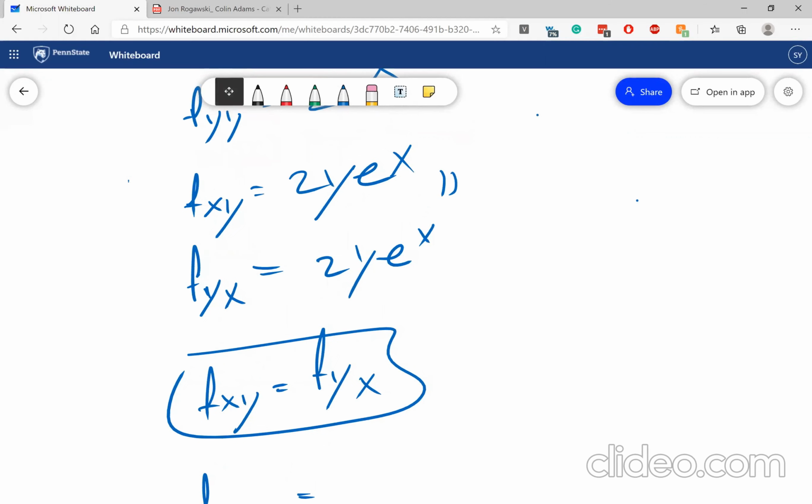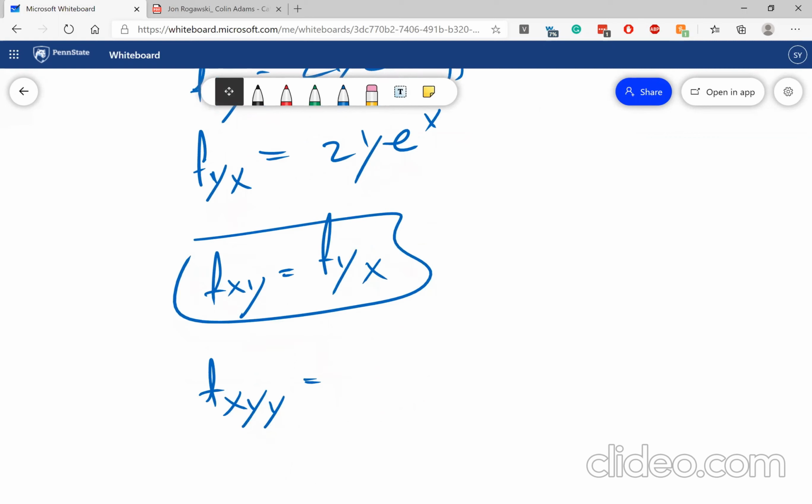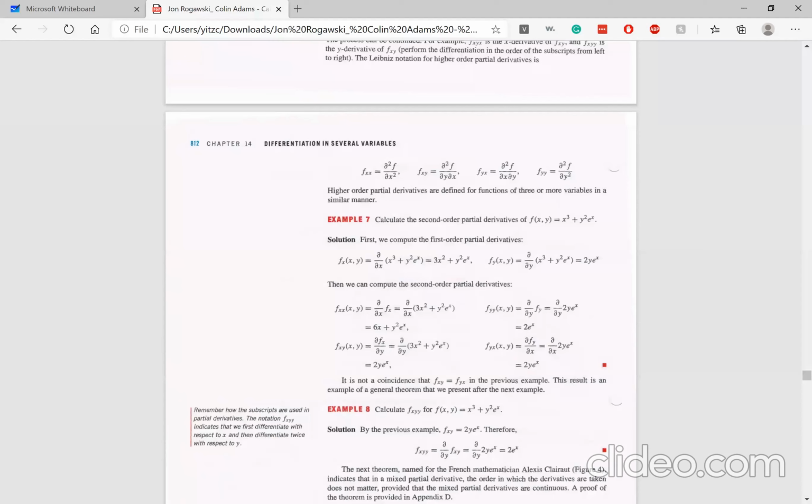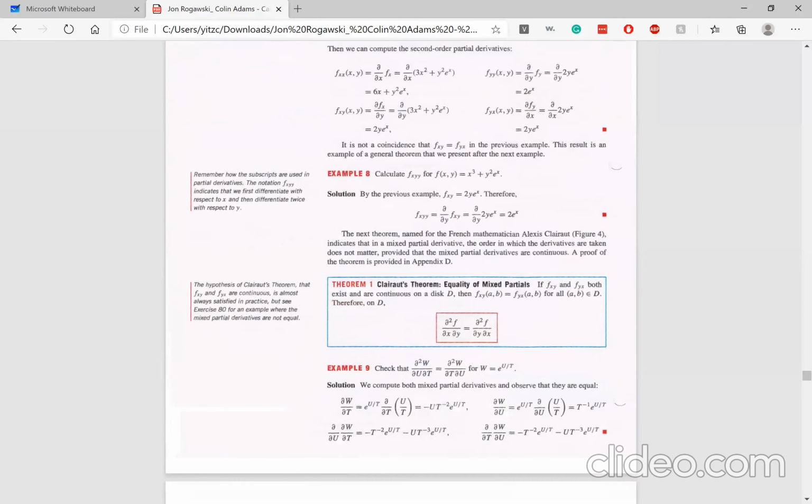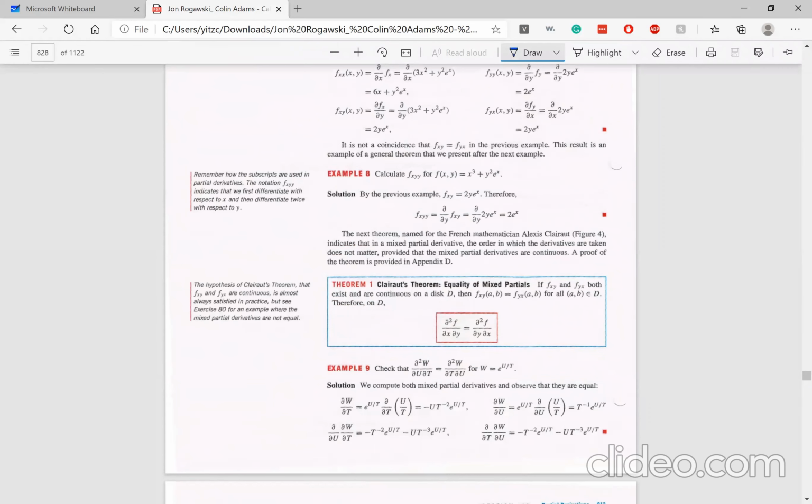So that over here would just be 2e to the x, 2e to the x. Good. Okay, so let's continue. So this is the theorem I just mentioned, that the partial of f with respect to xy is equal to the partial of yx. So partial of xy is equal to partial of yx.